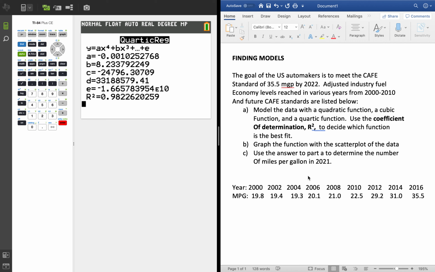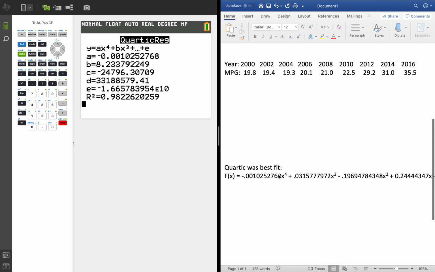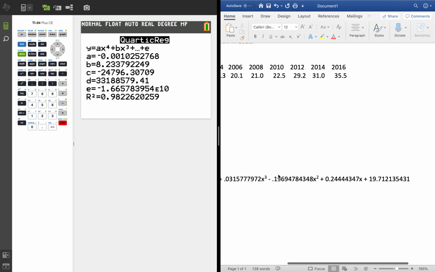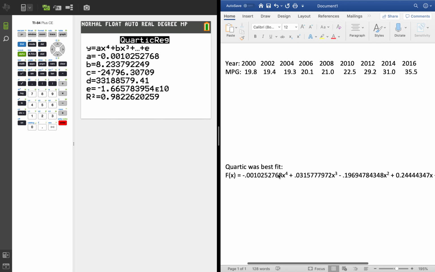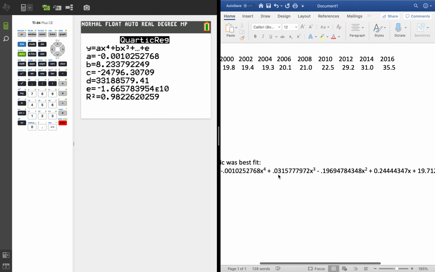So if you notice, it tells me up here exactly how to write all that: A x^4, B x cubed, C x squared, D x, E is a constant. So what I did is I copied that down. If you look down here on the right-hand side, there's my quartic equation. I copied all those numbers down. That's my quartic function of best fit. It's the best fit one I've got.